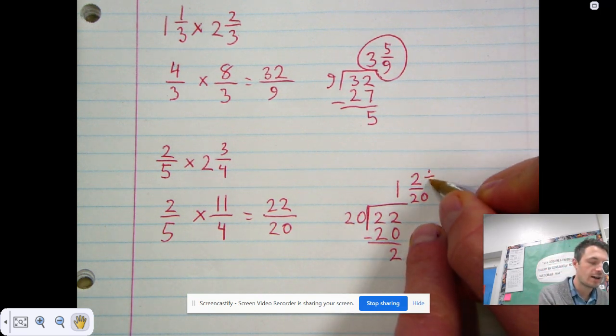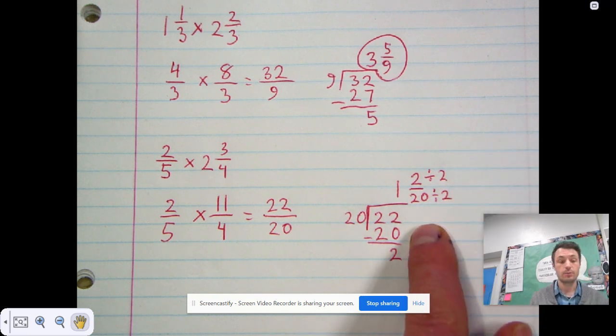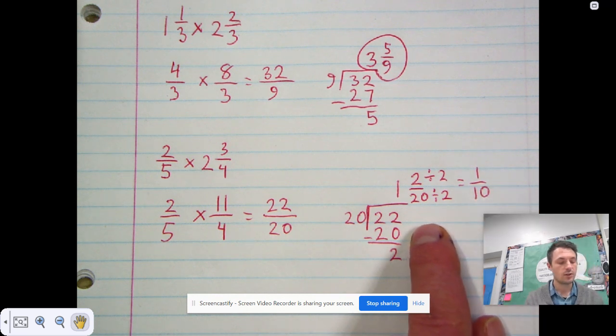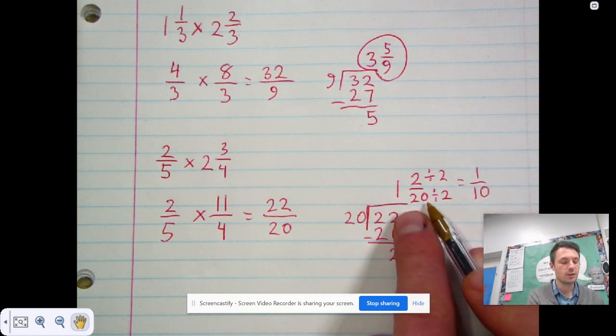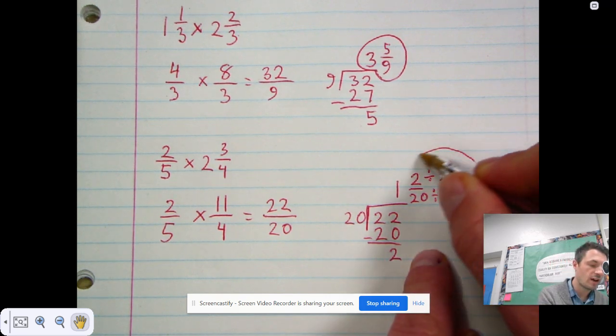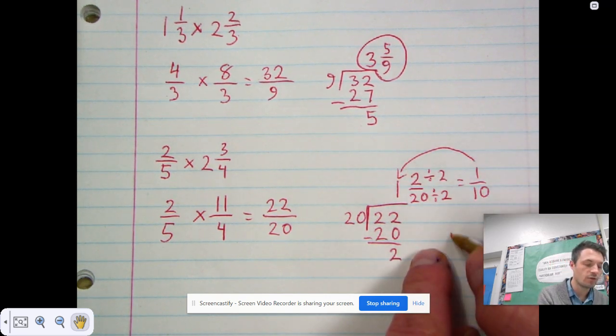So we have to divide the numerator and denominator by 2. And 2 divided by 2 is 1. 20 divided by 2 is 10. And so now that we've simplified the fraction 2/20 to 1/10, we have to give that fraction back to the whole number. And the final answer is 1 1/10.